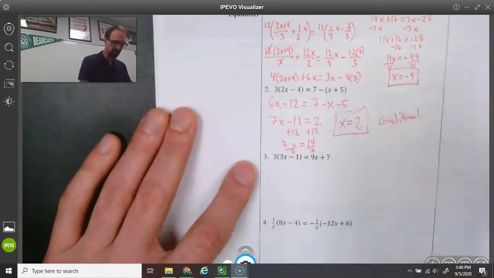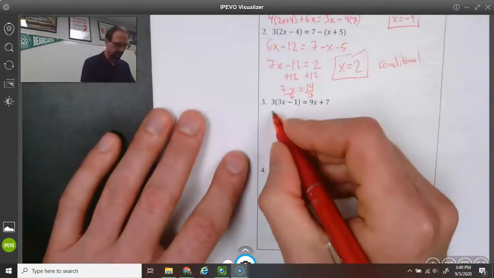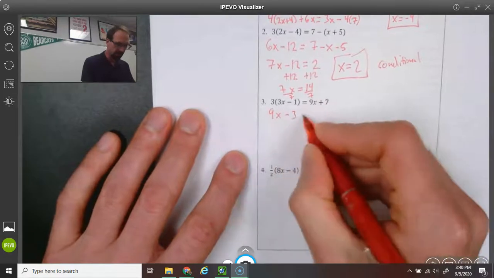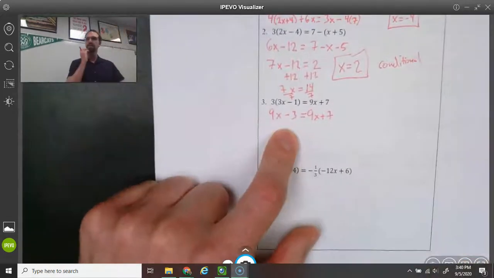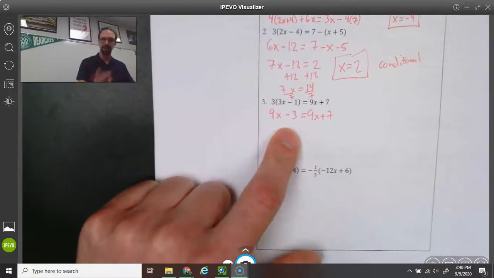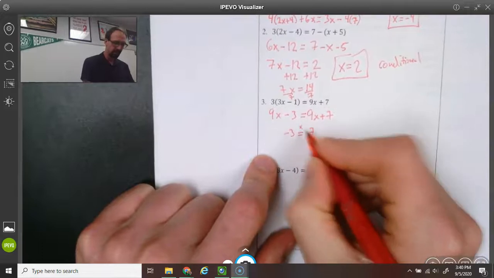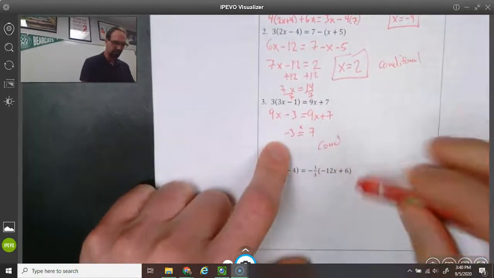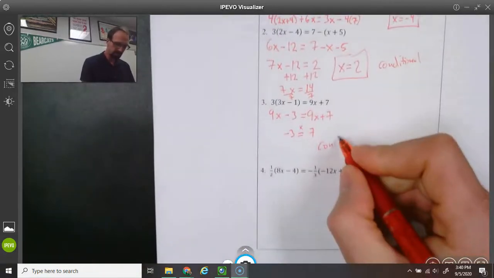Now that's the next one. If I distribute the 3 to the 3x and the negative 1, I have 9x minus 3 equals 9x plus 7. Oh, uh-oh. I can already see that these different values are going to be different because the 9x's cancel and I have negative 3 equaling 7. That is not true, so this is a contradiction.